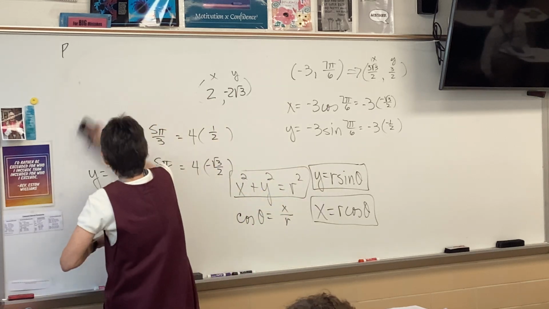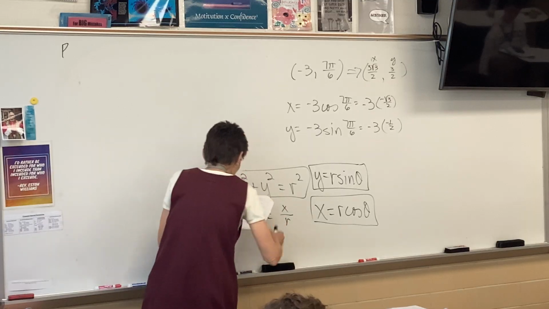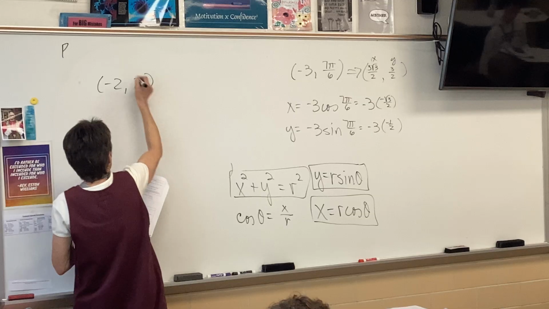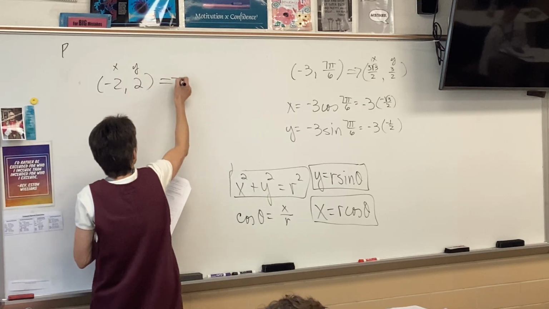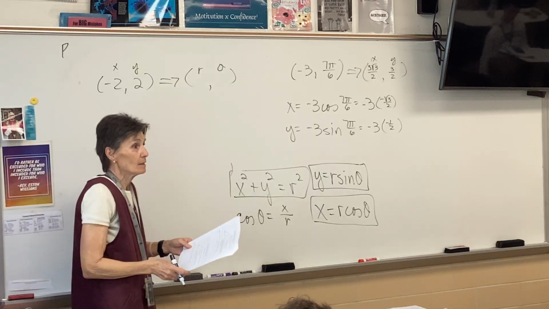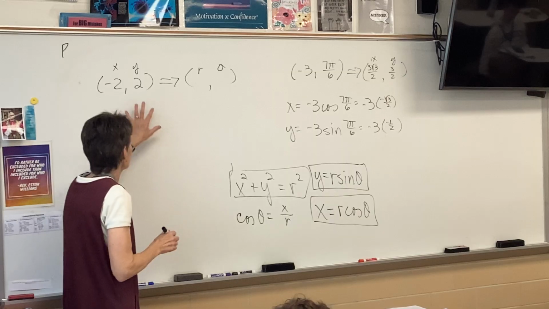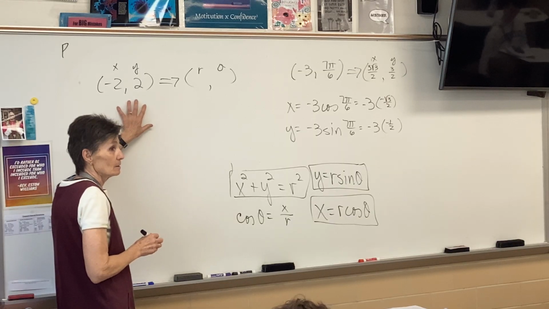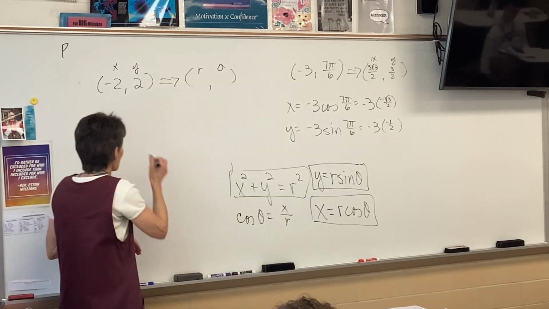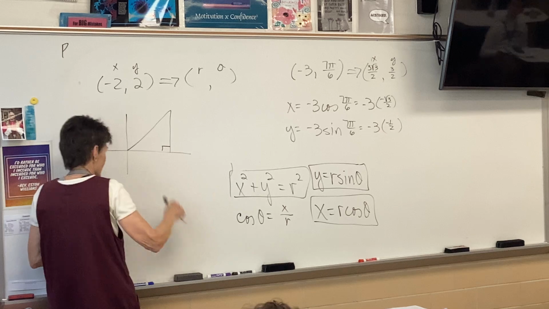Now we've got rectangular coordinates, so this is X and Y, and we're going to change it to R and theta, polar, all right? So this is rectangular. We want R and theta. So remember your picture that we had up here a minute ago?